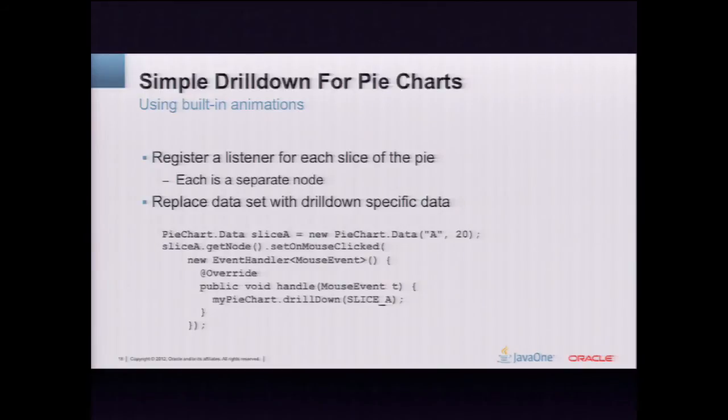Now, the thing about the pie chart is that in addition to it being a node, all of the slices of the pie are themselves nodes as well. So it's easy enough to say, okay, we can reference all of those nodes by doing slice a dot get node, and then we can add a mouse click listener to that, so when the user clicks on it, we want to actually do something to change something. And then in terms of that particular event handler, we're just going to do my pie chart drill down onto a different slice of data.